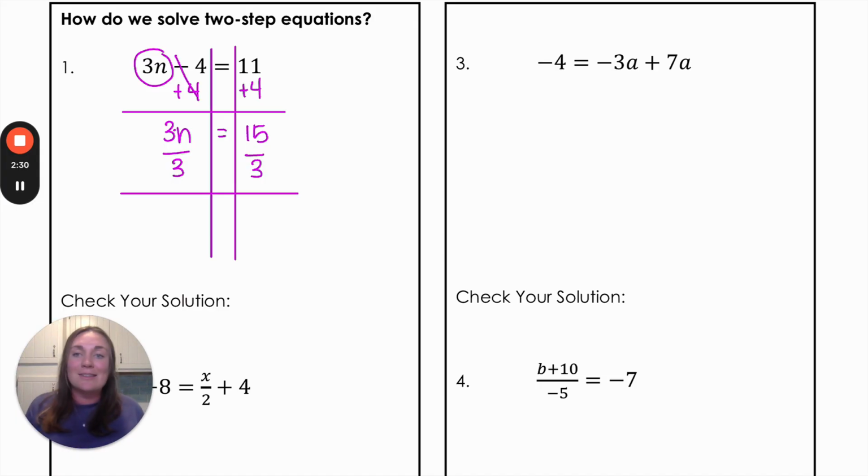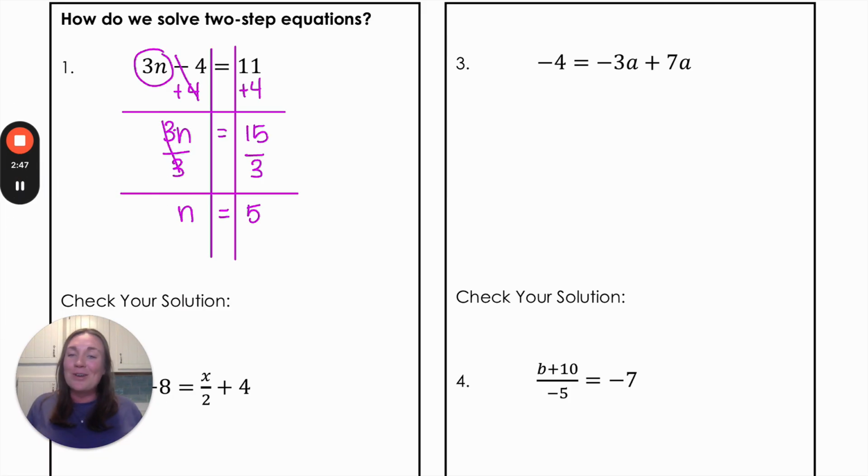So on both sides. Now if I take 3 divided by 3, that just gives me 1. So I can cross that out. And 1n is the same as just n by itself. We can write it alone. So I have n equals 15 divided by 3 gives me 5.